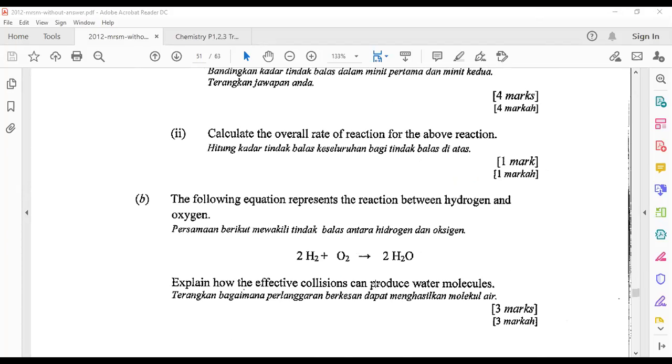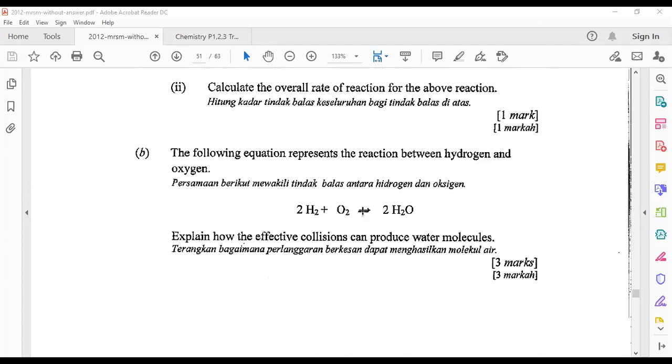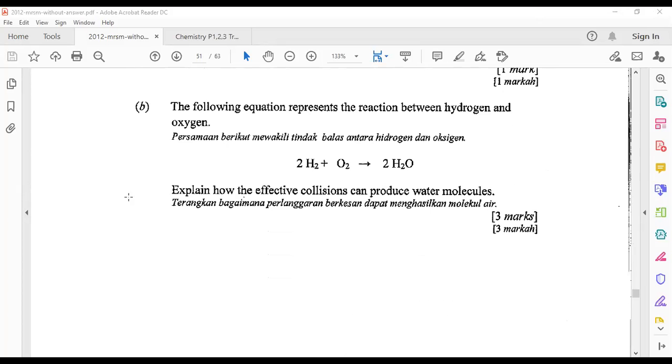Okay, now we continue with the next part of the lesson, where we are going to talk about part C. The following equation represents the reaction between hydrogen and oxygen. Can you see the word explain? Explain means you have more than one sentence. Effective collision can produce a water molecule. Now, the keyword here is effective. Effective means it will produce a product, which is the molecule of water.